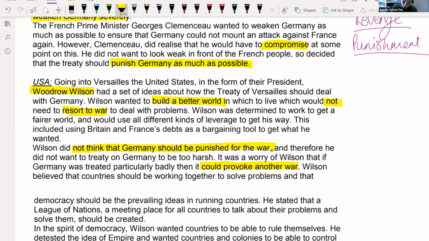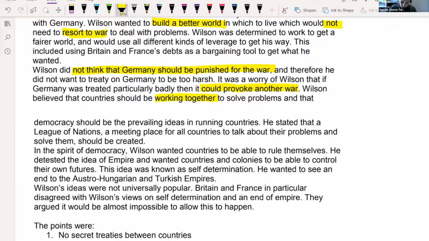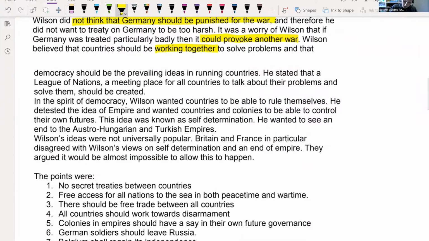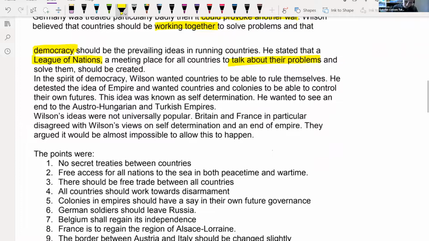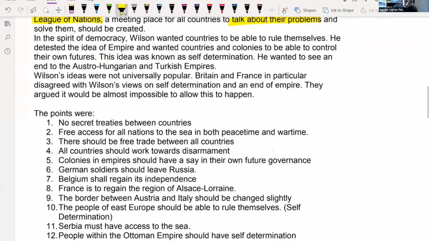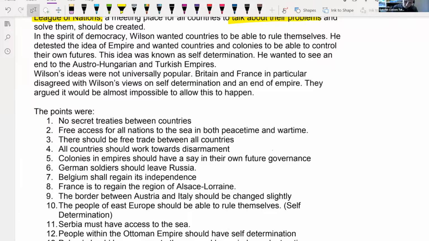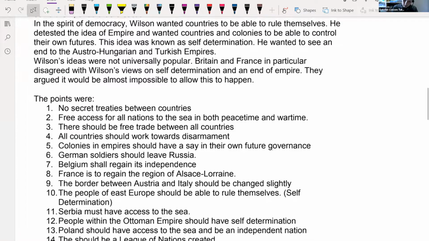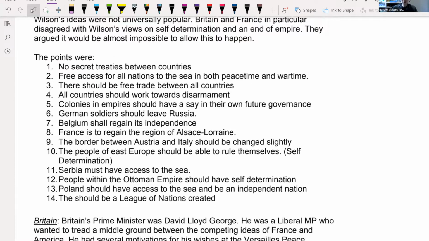So he believed that countries should be working together to solve the problems, that democracy should be the prevailing idea in running countries. So opposite to what we get in Hitler and his dictatorship. So he puts forward the idea of a League of Nations, and he wanted countries to talk about their problems rather than fighting them out in a war. He wanted them to be able to rule themselves, and he wanted to see the end of empires.